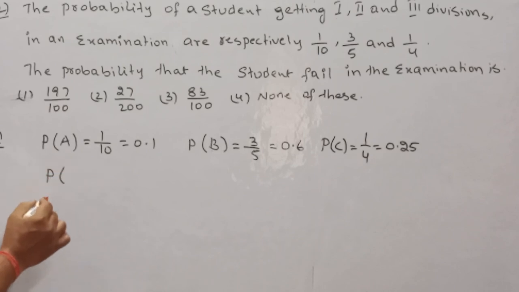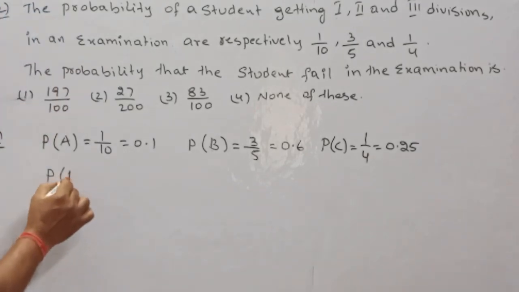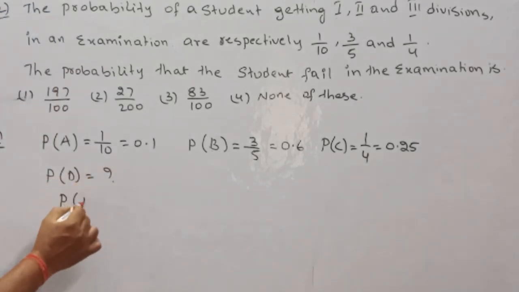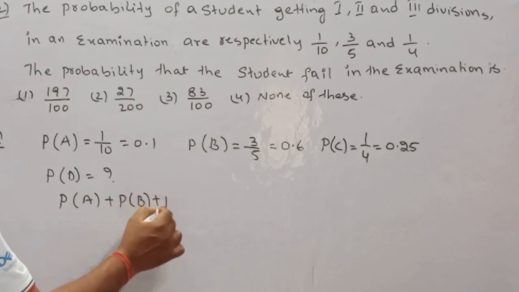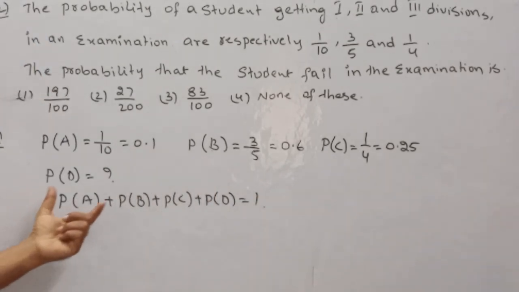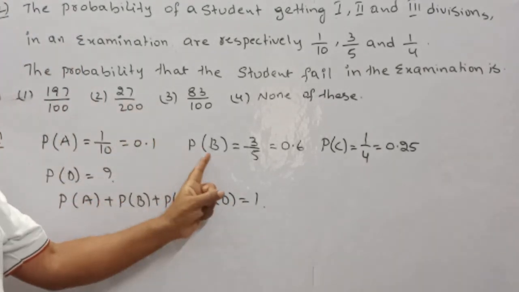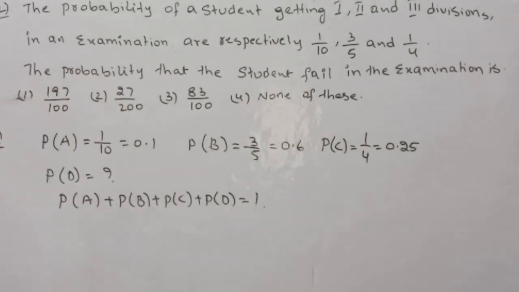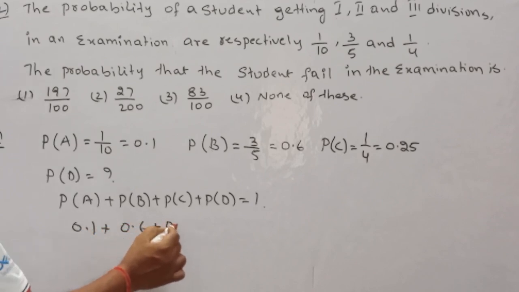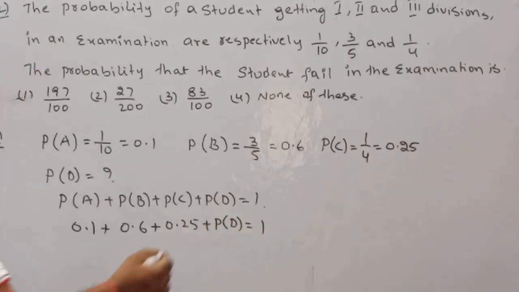The probability of failing in the examination is D, equal to what? But P of A plus P of B plus P of C plus P of D is equal to 1. The probabilities of all events in a sample space sum to 1: first division, second division, third division, fail. So 0.1 plus 0.6 plus 0.25 plus P of D is equal to 1. D is the event that the student fails in the examination.